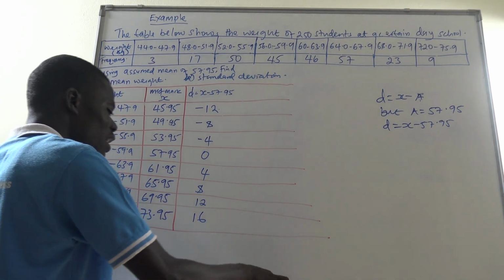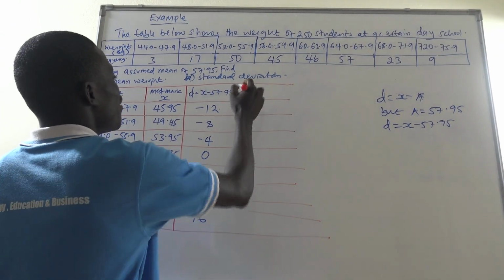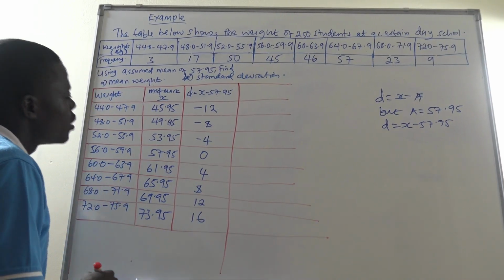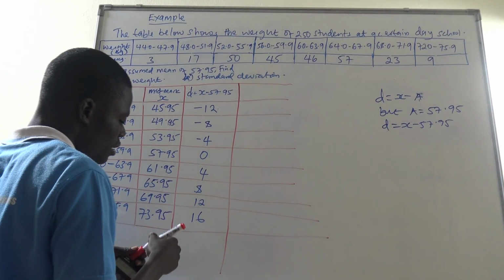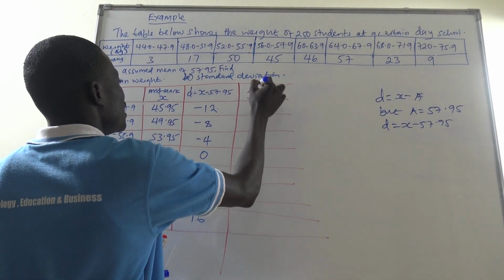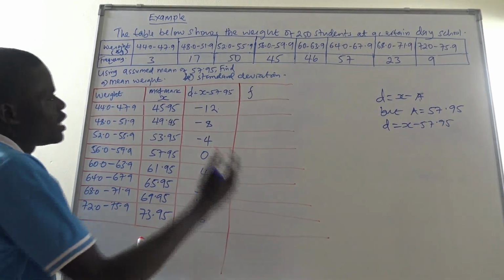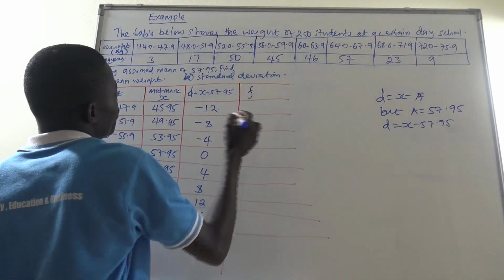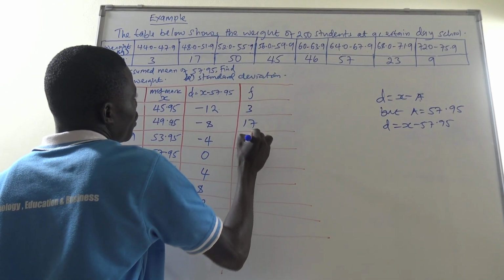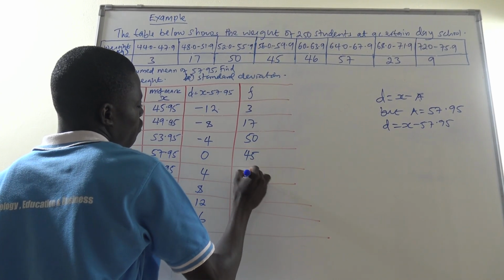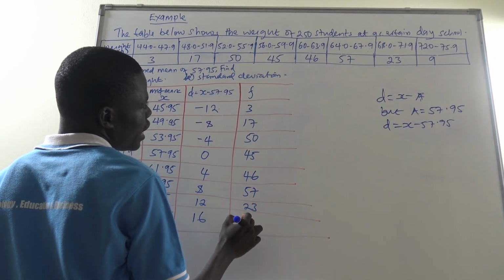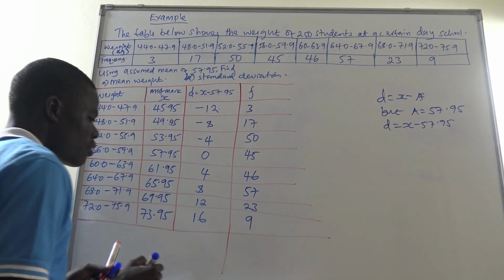Now by getting D, we shall proceed to getting other values that will be important in our summing. But what value have we missed? We have missed the important value here, which we are calling the frequency. Since it's already given, we shall just put the frequencies. The frequencies of the classes are 3, 17, 50, 45, 46, 57, 23, and 9. So that is our frequency.